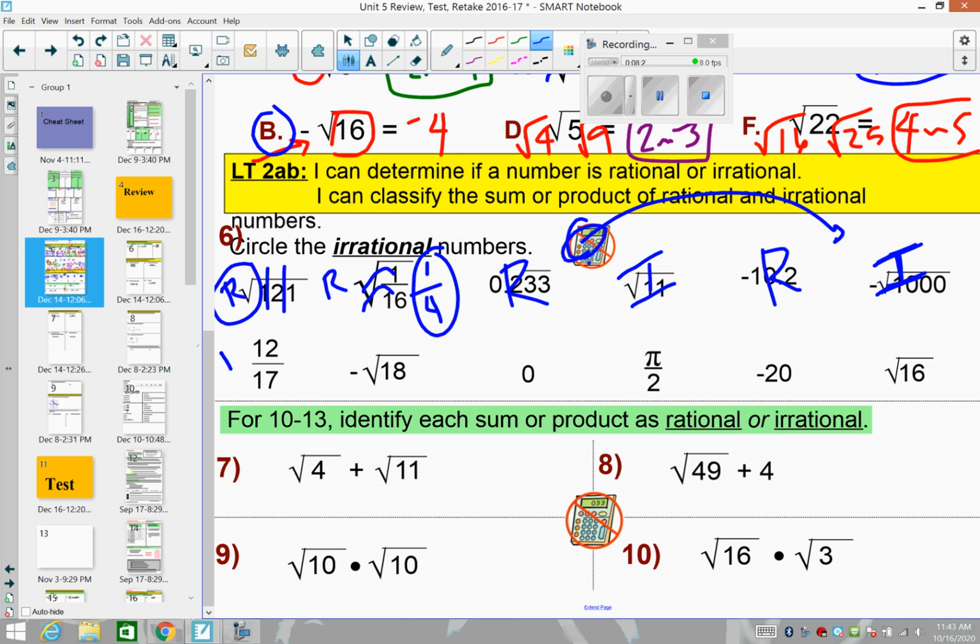12/17 by definition is rational. That's actually the definition of rational, that you can write it as the quotient of 2 integers, which means write it as a fraction.